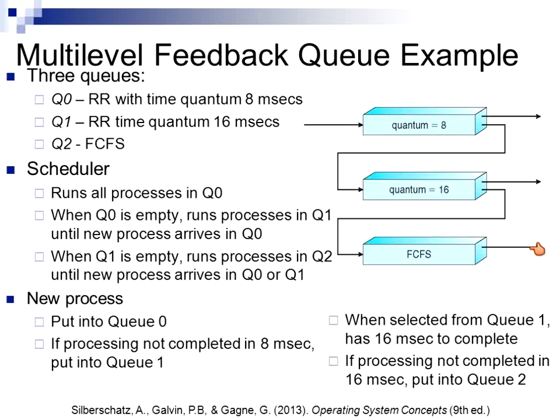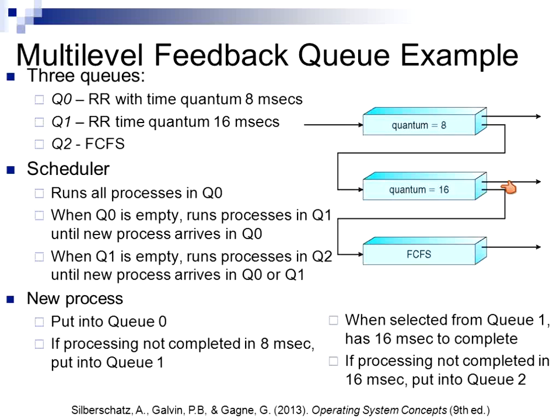So the other thing that happens here, though, is that processes are going to be moving around in these queues. All right? So a process might originally start in Q0. If it's not completed in 8 milliseconds, which was the time slice, it might get bumped to the lower priority queue that has a larger time slice.